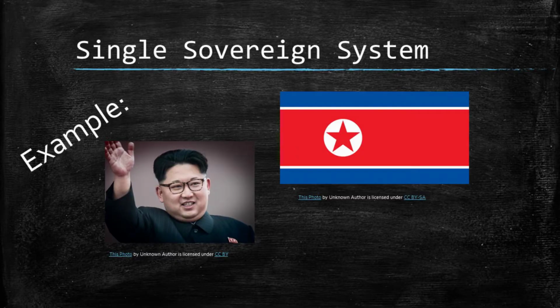In most countries, when we talk about the sovereign power of the government, all of that power rests in the hands of either one person or perhaps a small group of people. So let's take, for example, North Korea. Kim Jong-un is the leader of that country. He holds all of the government power. The government doesn't have any authority to do anything unless he says that it can occur.